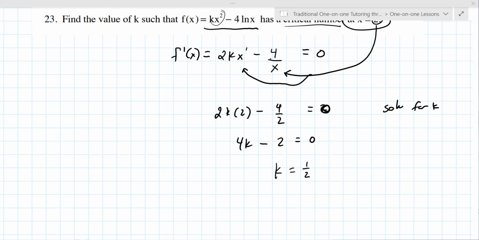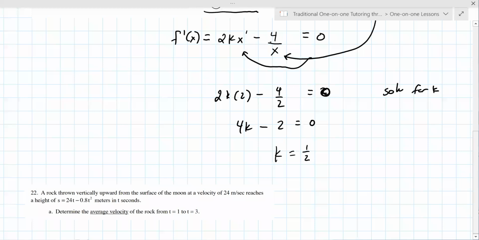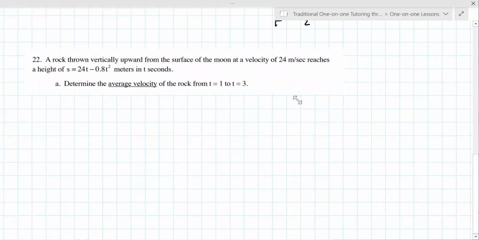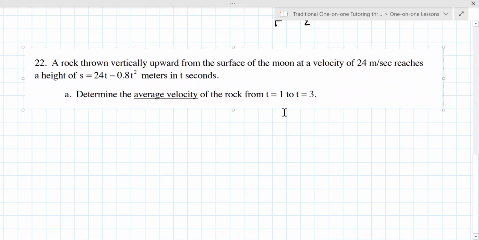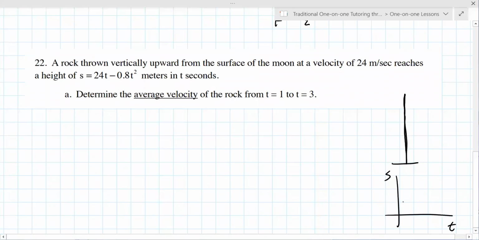Part A. A rock is thrown vertically upward from the surface of the moon at a velocity of 24 meters per second, and reaches a height of s equals 24t minus 0.8 t squared meters in t seconds. So this is like a replacement. You're throwing it up and then it comes back down. But if you were to graph this where t is here and s is here, you'll see a parabola. But you're actually throwing it straight up.